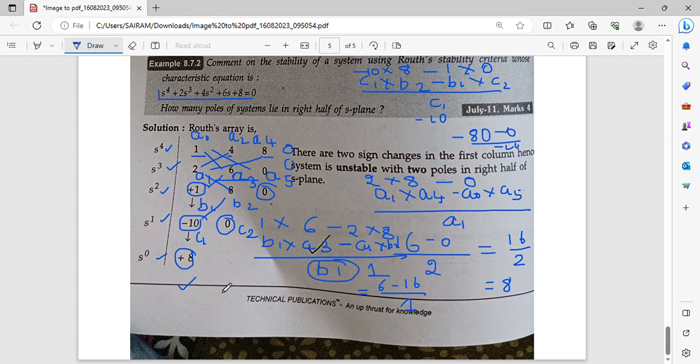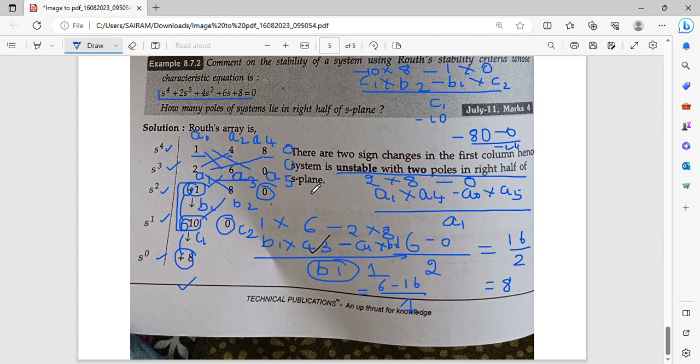Right? So this is your resultant, and here you can see that there are two sign changes in the first column. That is at the minus 10. This positive became negative, and this negative again became positive. This plus 1 became minus 10, and this minus 10 again became plus 8. So the system is unstable with two poles in the right half of the S plane, right?